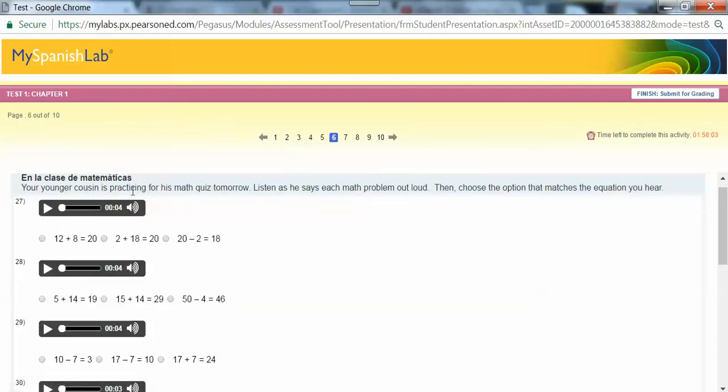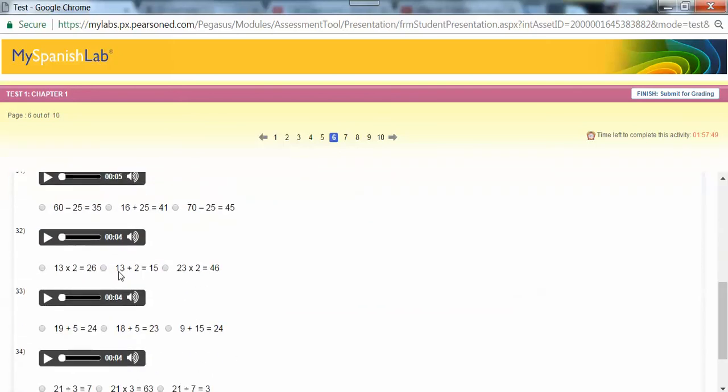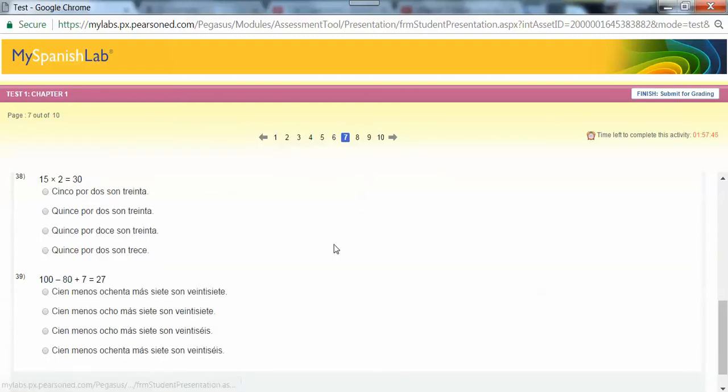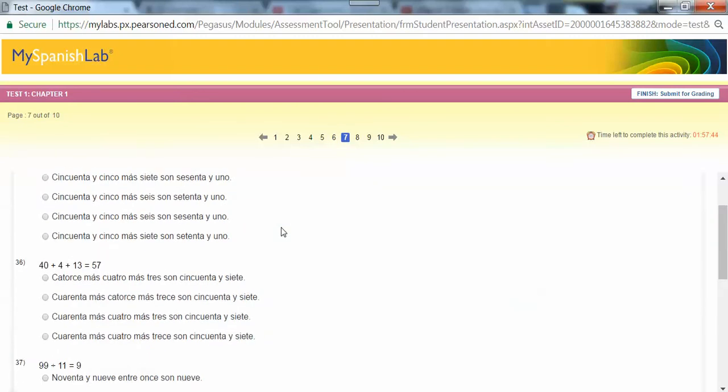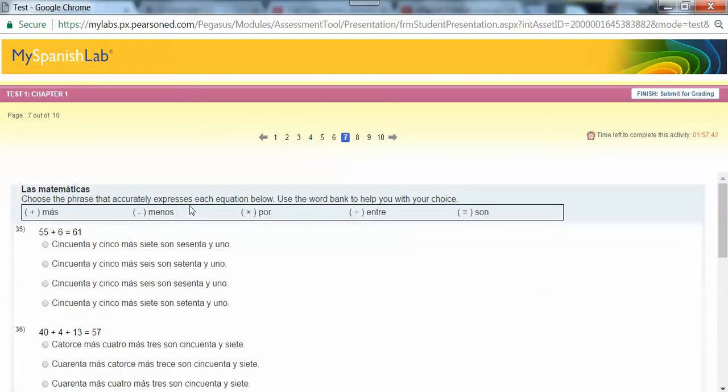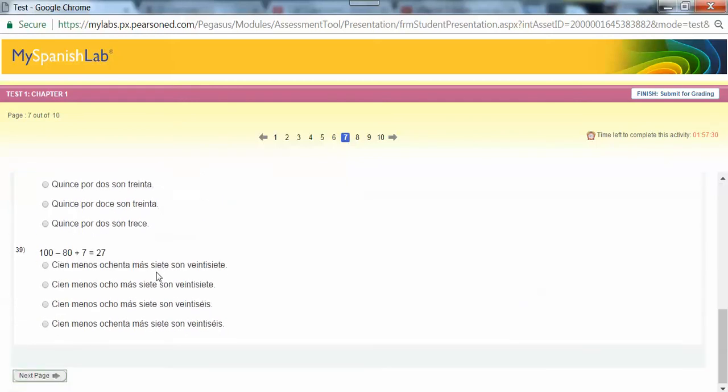This, your younger cousin is practicing for his math quiz tomorrow. Listen as he says each math problem aloud, then choose the option that matches the equation that you hear. So they'll read the numbers and then you decide which equation is being said here. Okay, this is math again. Choose the phrase that accurately expresses each equation below. Use the word bank to help you with your word choice. So you want to pick which of these written out is what is written here numerically.